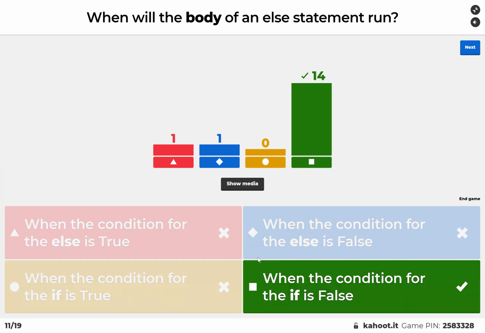Would you believe me if I told you that this was the shuffled order? I got the elses on top, the ifs on the bottom, the true on the left, and the false on the right. It's perfect. I couldn't have done it better myself. Good job, shuffler.